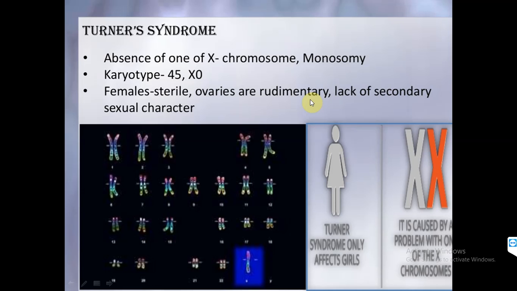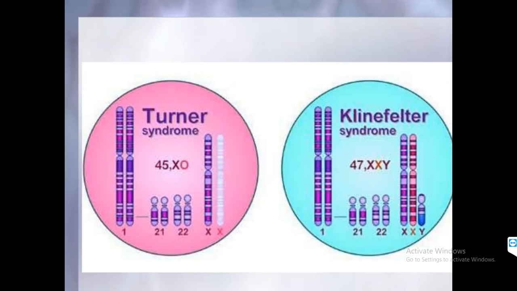This was all about the syndromes. This is the chromosomal picturization of what happens in Turner and Klinefelter syndrome: an extra copy of X, and the X copy is not there.